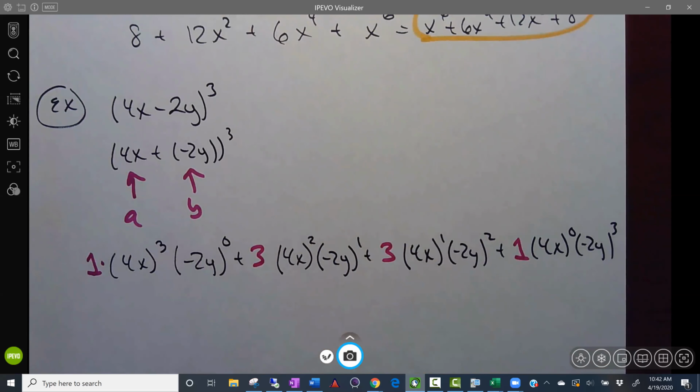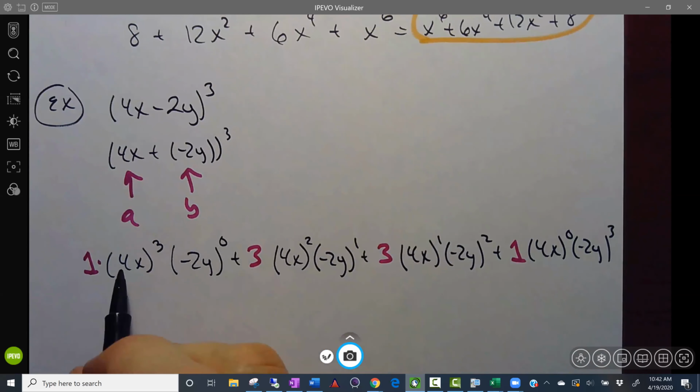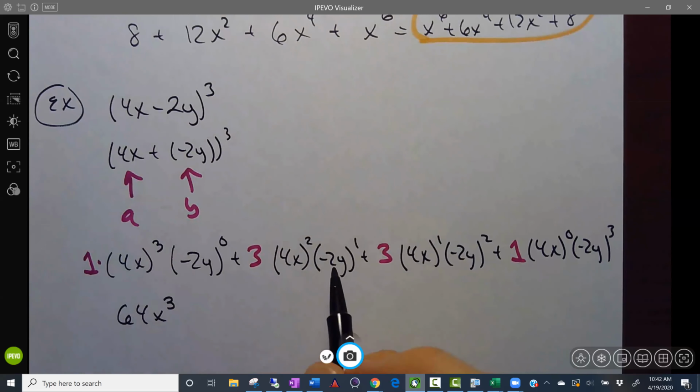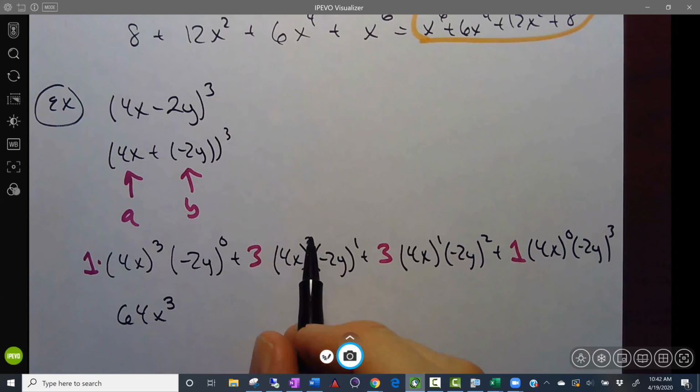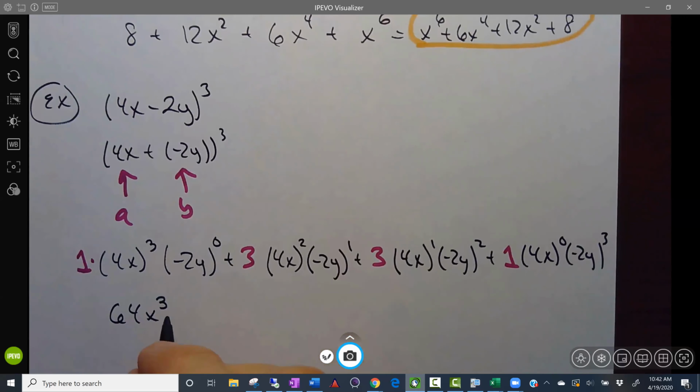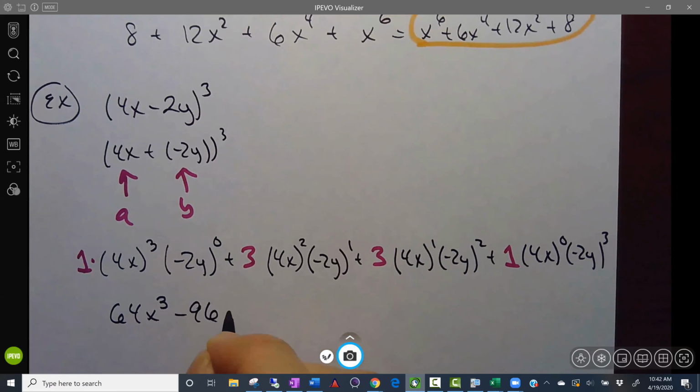I got to be a little bit careful here. I need to cube this out. That's going to be an x cubed, but 4 cubed is 64. So 64x cubed minus 2 times, well, 4 squared is 16. So minus 2 times 16 is going to be negative 32 times 3 is going to be a negative 96 x squared y.